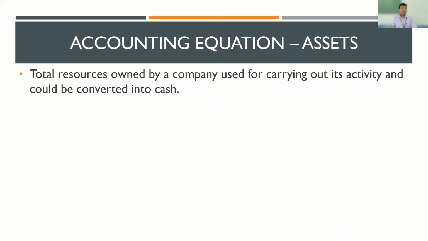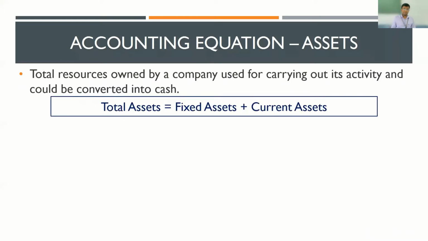Now, without the help of these resources, it's very difficult for the business to carry out its routine activities. And if the business is not able to carry out its routine activities, they are not in a position to generate cash. So assets are resources which are used by a business to carry out its routine activities. Once a business carries out its routine activities, it is able to convert the material into cash.